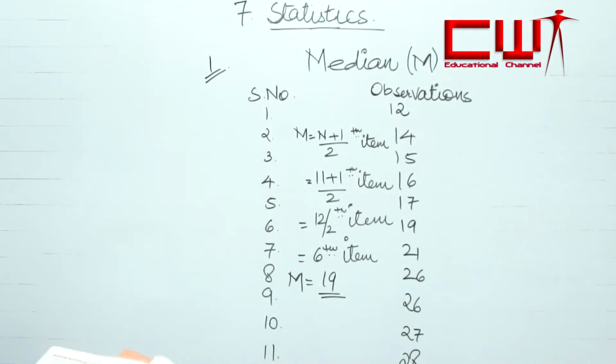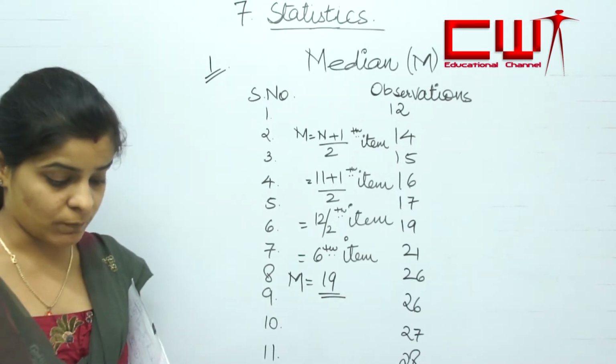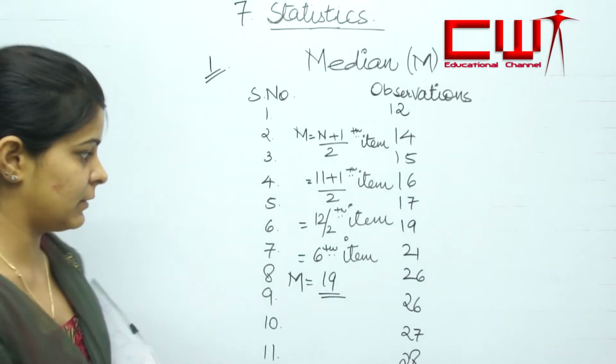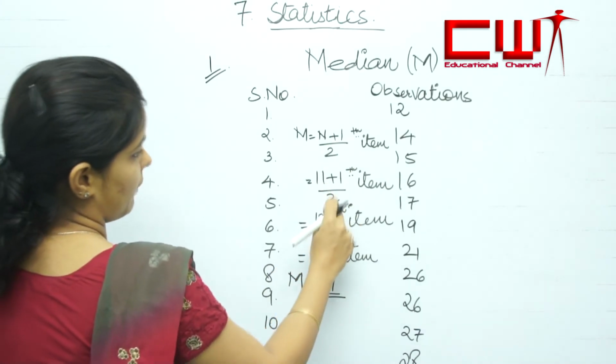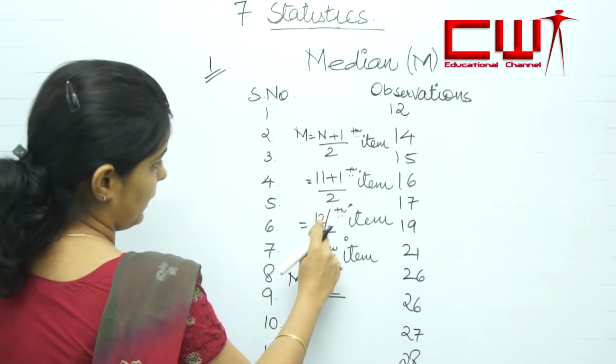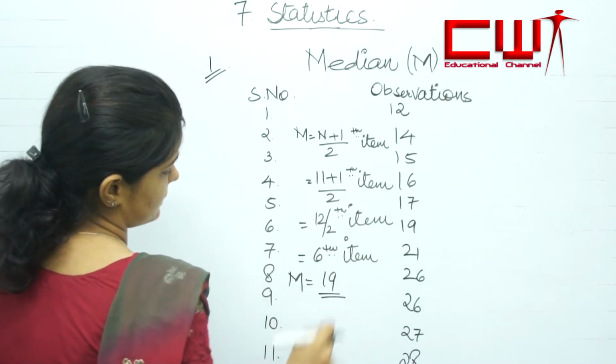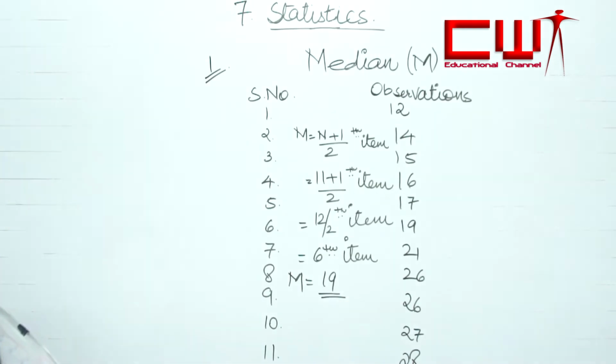What is the observation? Marks. So you will write 19 marks, or you can write it that way also. So it is 19. So n plus 1 by 2, 11 plus 1 by 2, that will be 12 by 2, and the 6th item is 19. This is the first numerical. Let's move on to the next numerical.